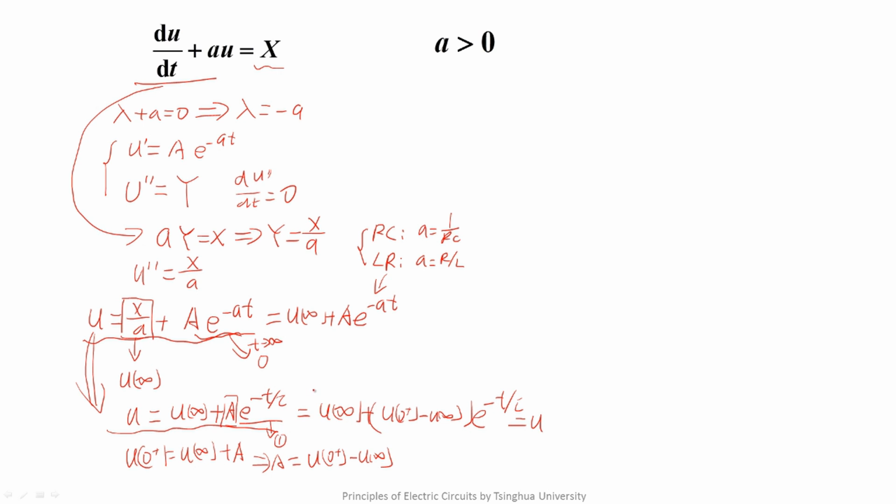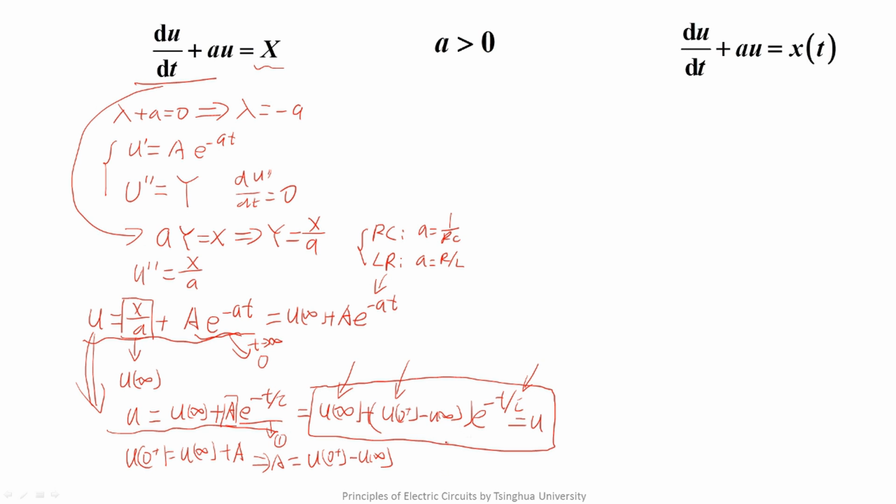Now we have completed the circuit analysis. Let's see. U represents any branch variable, such as a voltage or current, with 0 plus value, steady-state value, and time constant. We can use this to get any branch variable's time domain expression.